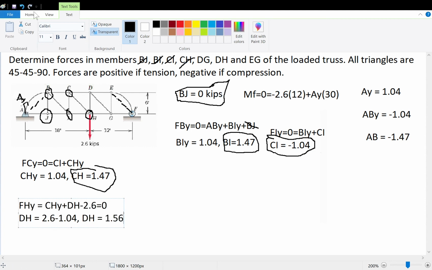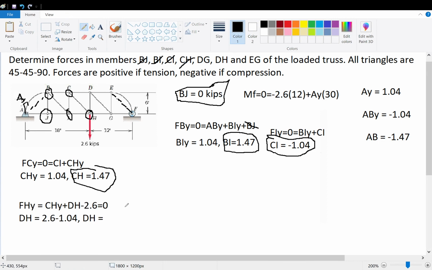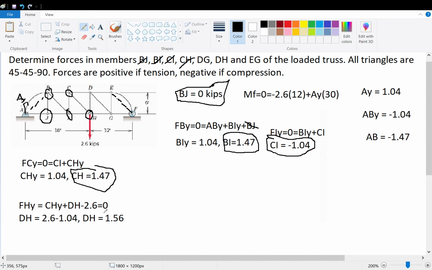I'm going to skip the calculations because I already pre-calculated them. Oh. Disappeared. And there you have DH.